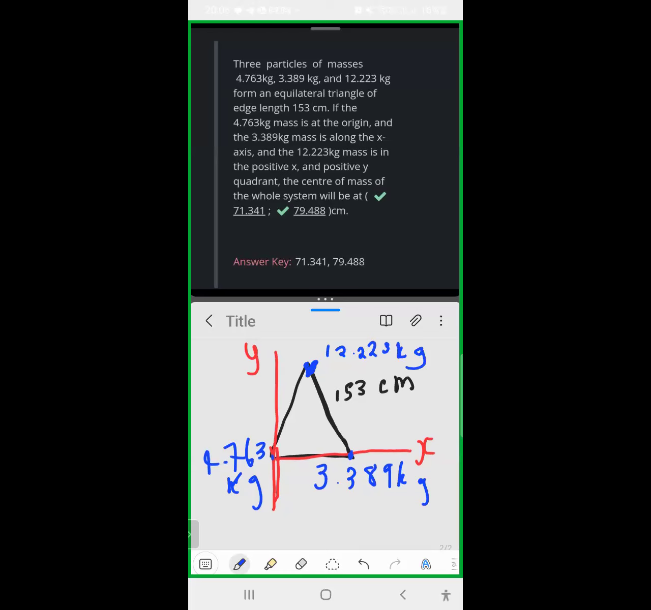So this is the information that is given. And then now we have, they say the center of mass of the whole system will be Earth. So we have to find the X center of mass and the Y center of mass. So here we're going to use the mass method.